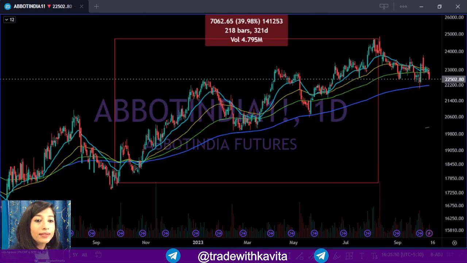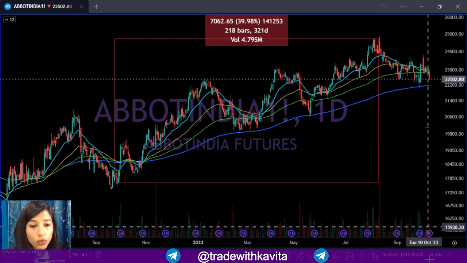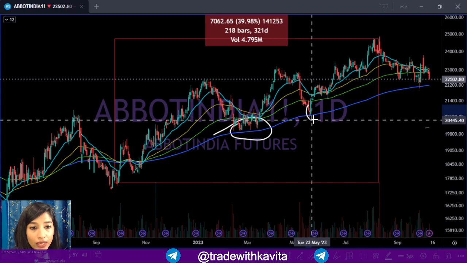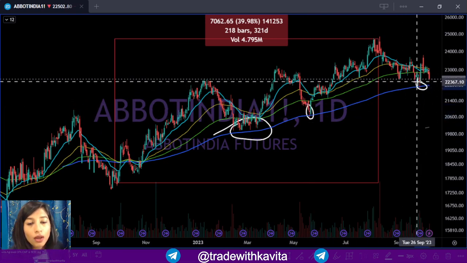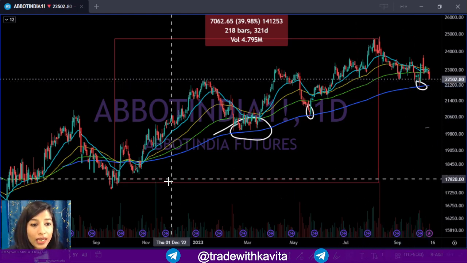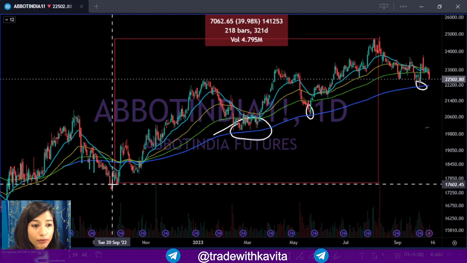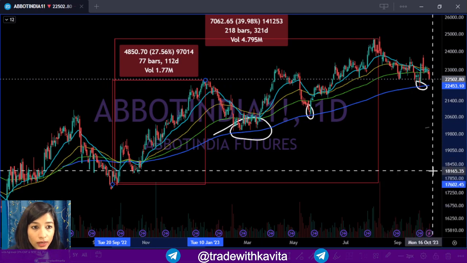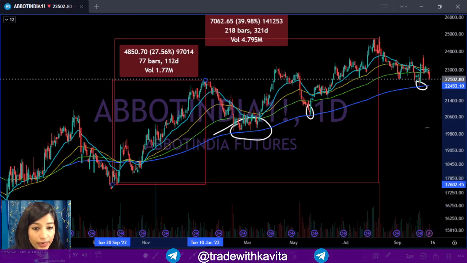Now, let's see what I as a swing trader would do here. I can clearly see that the stock has a tendency of taking strong support at the blue line. What is this blue line? This blue line is the 200 EMA of the daily time frame. And let's take a measure of the prices starting from the same starting point.